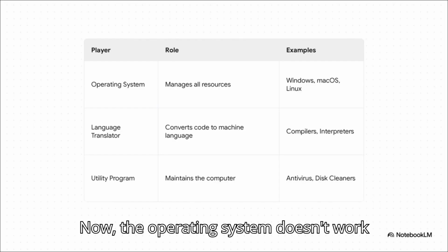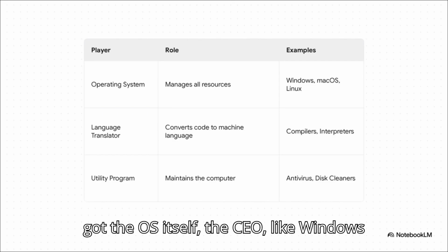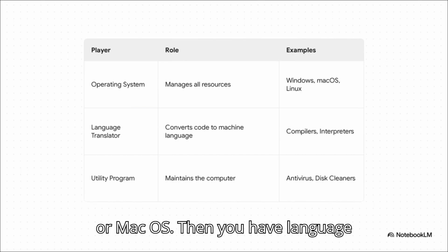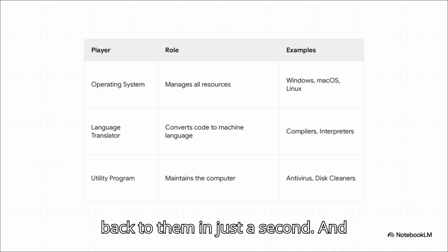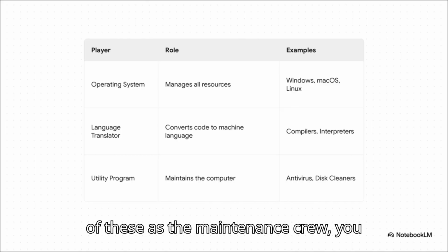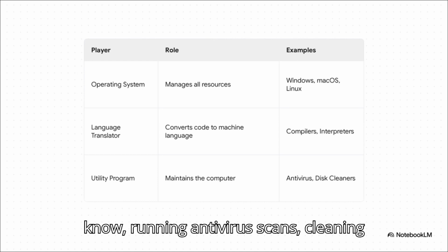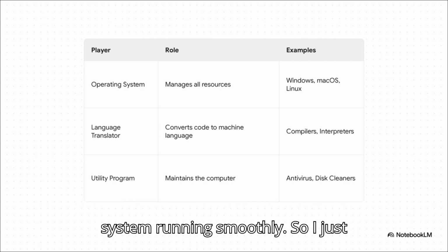Now, the operating system doesn't work alone. It's got a whole team. So you've got the OS itself, the CEO, like Windows or Mac OS. Then you have language translators, which are absolutely essential for communication. We'll get back to them in just a second. And finally, you have utility programs. Think of these as the maintenance crew. You know, running antivirus scans, cleaning up old files, just keeping the whole system running smoothly.